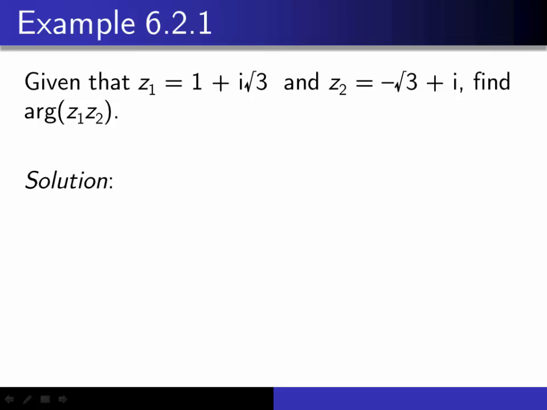Can you just quickly work this out? Example 6.2.1. I give you 1 minute.